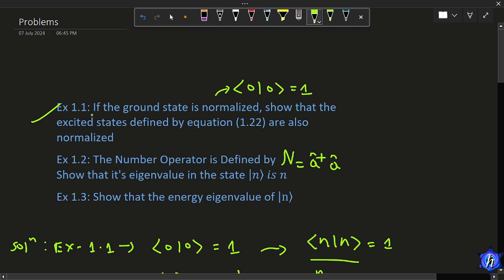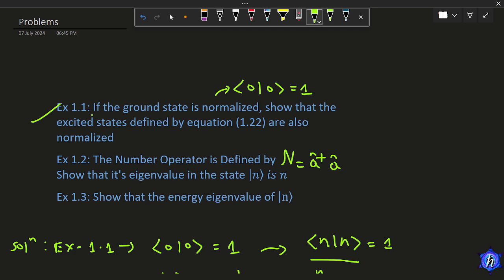Now let's do the second exercise. What does it say? We have the number operator is defined as this. So this we know from quantum mechanics again. I assume that you know quantum mechanics, or else studying QFT will be the hardest thing that you'll ever do. So it's better you go and revise quantum mechanics very well. If you don't know, then I don't think you should be here.